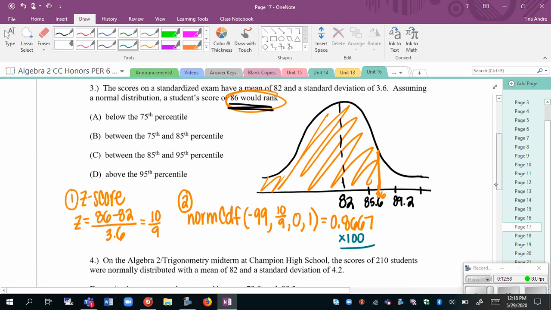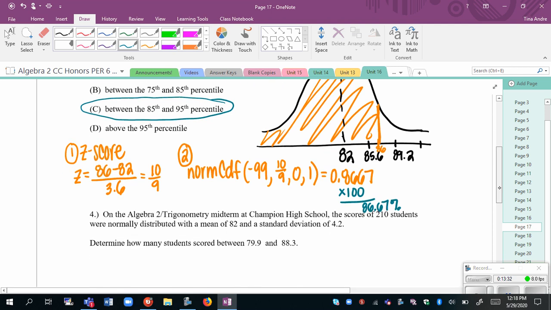So we're looking at 86.67%. Now it's just a coincidence that it happens to be 86 and 86%, but a student score of 86 means that you scored higher than 86.67% of people. So that means your rank would be between 85 and 95 if we look at our choices here. So that's the percentile rank. And we'll keep moving here.